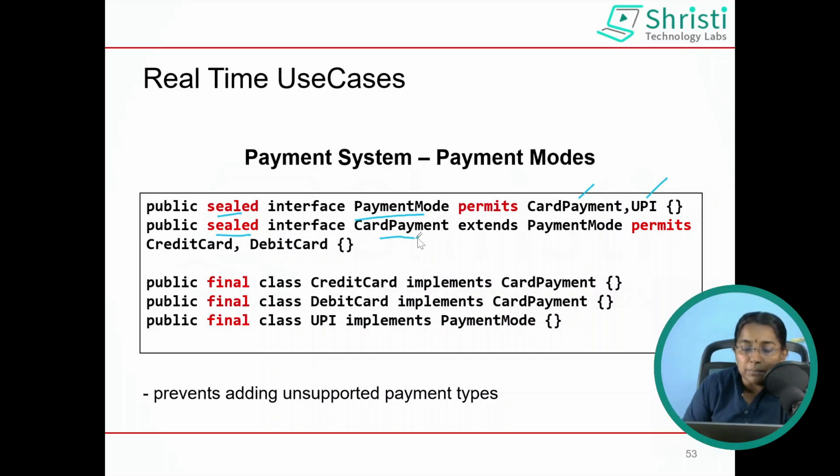Card payment is a sub-interface. It extends payment mode and it permits credit card and debit card. This means credit card and debit card are the implementation classes that are allowed for card payment. I am making both of them as final. UPI implements the first one, that is payment mode. So this way you can implement sealed classes and have a controlled inheritance in your application.